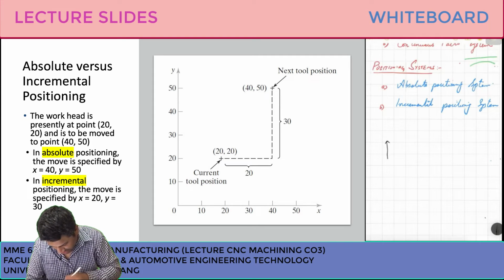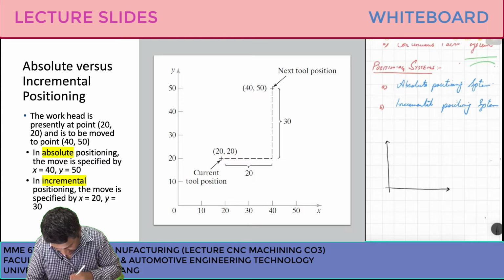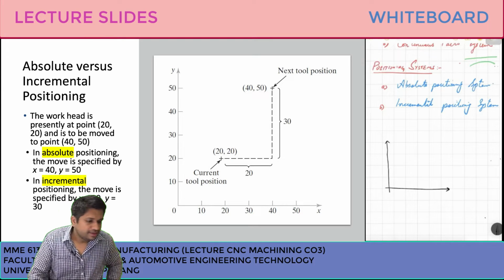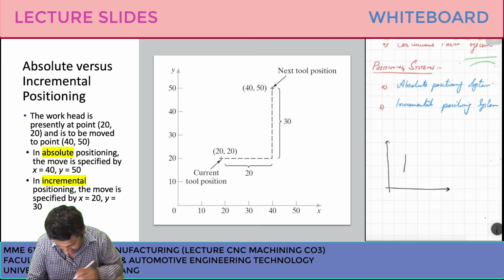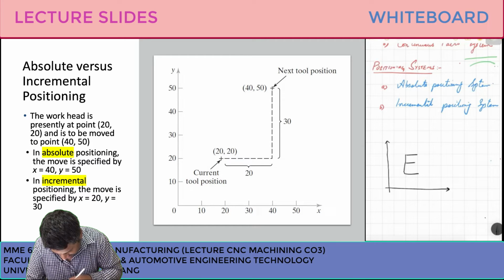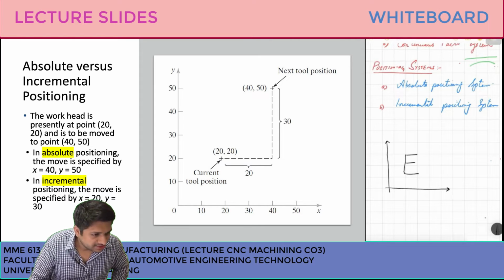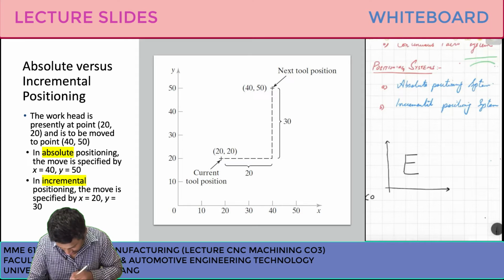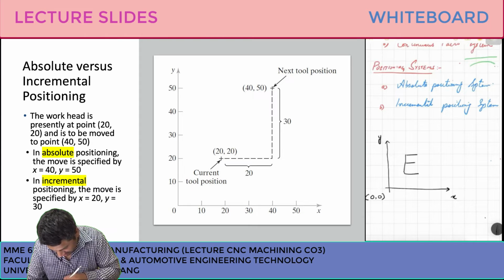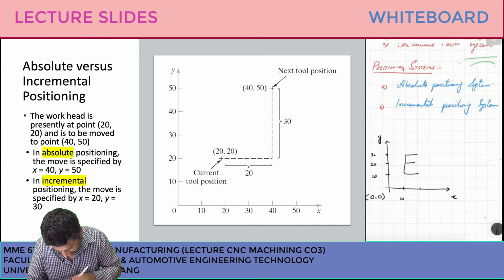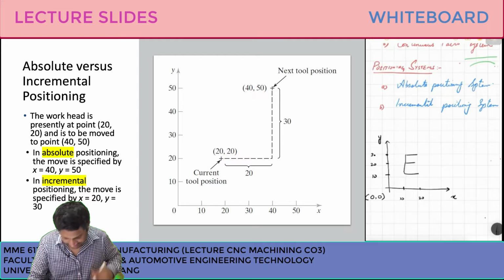Let me draw one of my machining parts. Let's say that I want to write the letter E using a CNC system. The first and foremost thing is to define the origin. So the origin is 0 comma 0. This is the x-axis, this is the y-axis. This is 10, this is 20, this is 30, this is 10, this is 20.